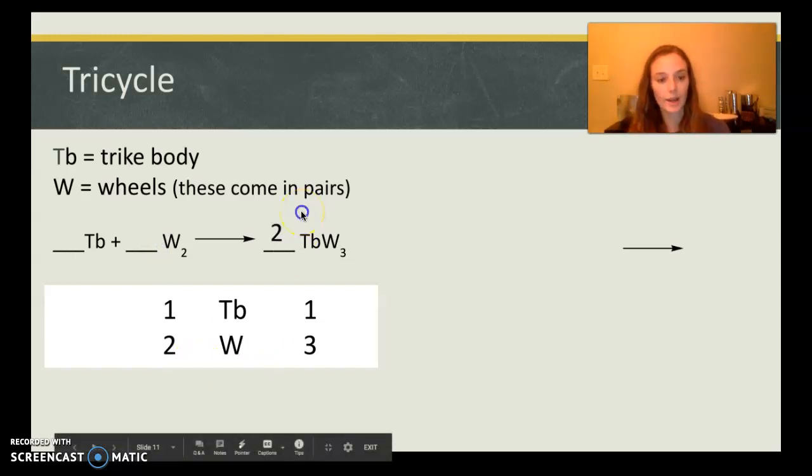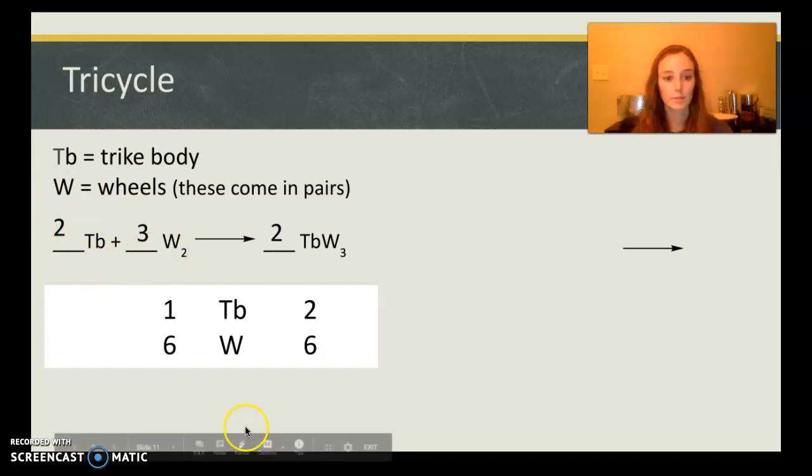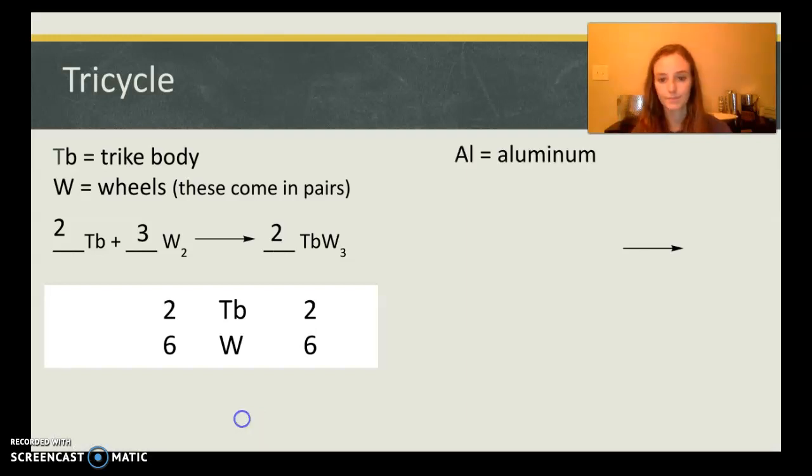So I add a 2 on that side, a 3 on this side. So then now I have 6 wheels that I've purchased, and I'll produce enough for 6 wheels. However, in order to have 2 complete tricycles, I'm going to need to also get 2 more trike bodies. So I put a 2 as my coefficient, change that to 2, check my work again, 2 trike bodies on both sides, 6 wheels, we're happy.